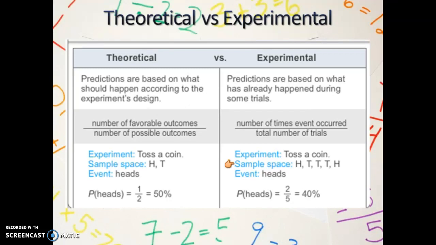So experimental is based on your actual experiment. Theoretical is based on what should happen due to the total possible outcomes.